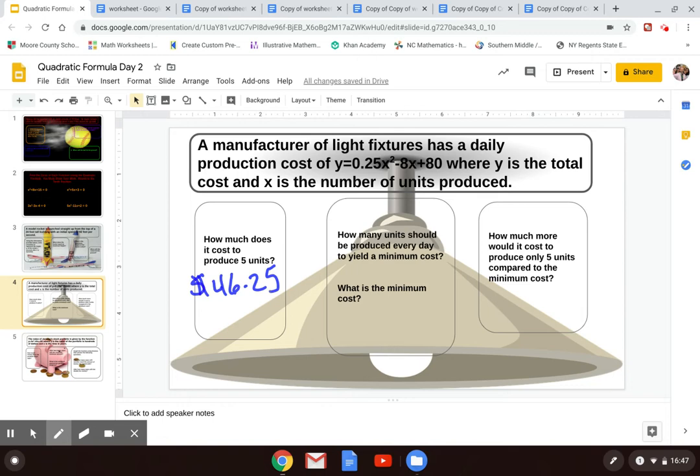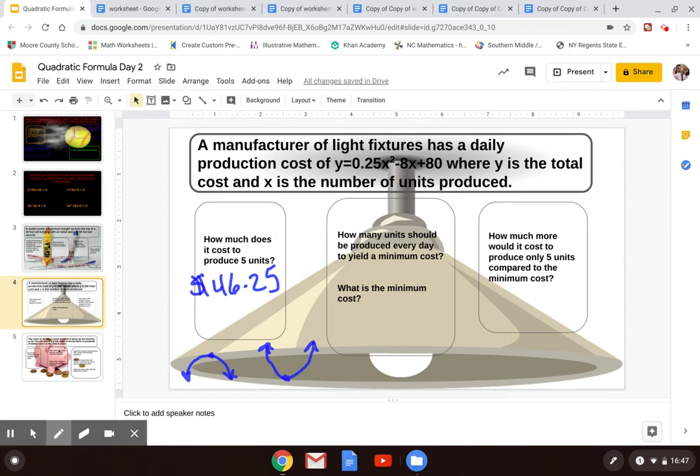So the next question says how many units should be produced every day to yield a minimum cost? So if you look at this again, my coefficient of x squared is positive, which means this parabola opens upward. Since the parabola opens upward, instead of having a maximum like I do when the parabola opens down, I am now dealing with a minimum. Okay? So it says, how many units should be produced every day to yield a minimum cost, and then what is the minimum cost?